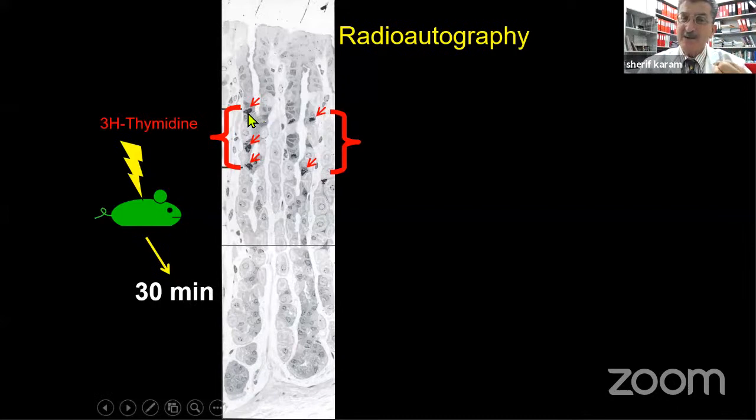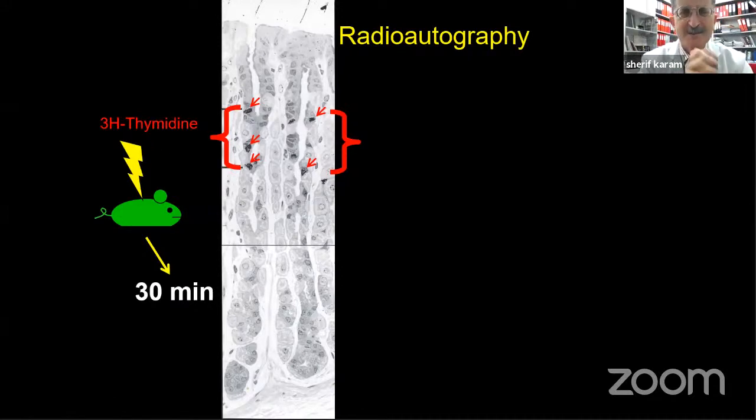So the radioactivity will appear like silver grains that will hit the emulsion, and the silver grains will develop, indicating the place where the thymidine was incorporated. So all the dark cells that you see here, blackish cells, if you look closer to your monitor, you'll be able to see fine granules. These are the silver grains or silver granules that are covering the tissue section, indicating that these are the cells that incorporate the thymidine. We know that thymidine is an analog.